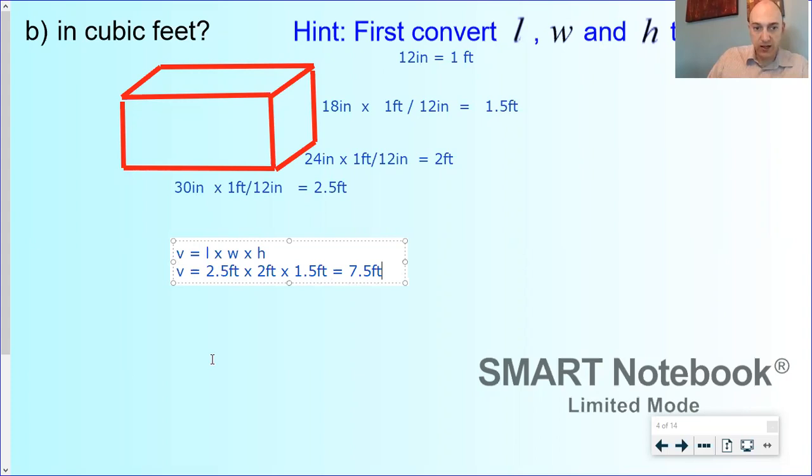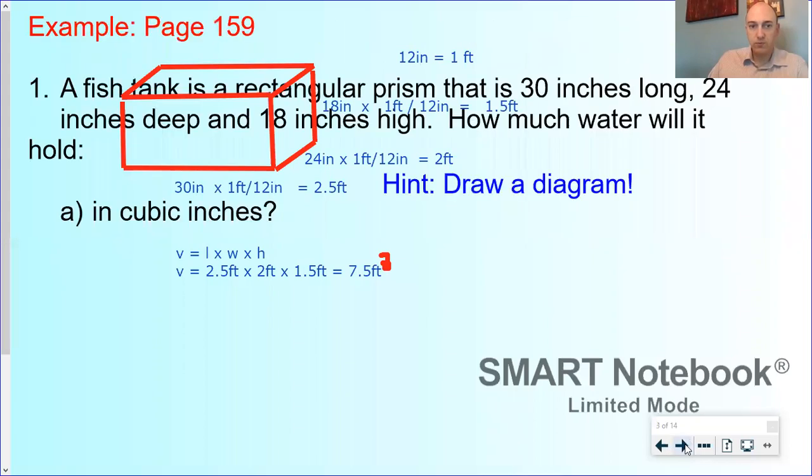And again, that's not normal feet, that is cubic feet, because we are talking about volume. So 2.5 times 2 times 1.5 gives us 7.5 cubic feet. Notice the difference here. It's not just converting from, oh, my answers are all on the other page.